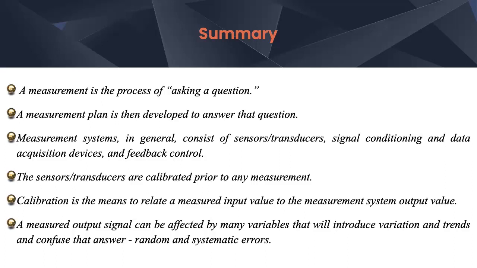To summarize, a measurement is the process of asking a question. A measurement plan is then developed to answer that question. Measurement systems in general consist of sensors and transducers, signal conditioning devices such as filters and amplifiers, data acquisition devices to record the output, and feedback control in some measurement devices to control a measurement system. The sensors and transducers are calibrated prior to any measurement. This is required for us to have accurate and dependable measurements.